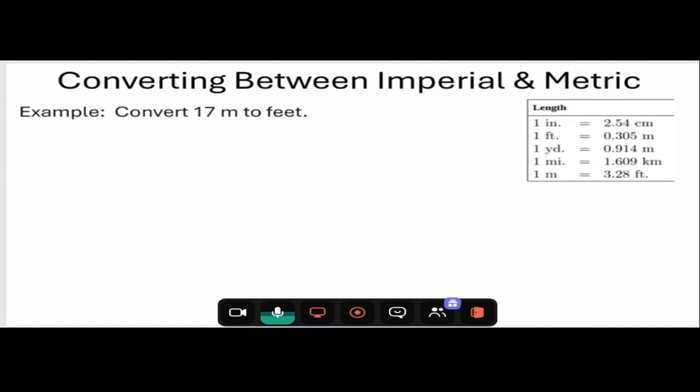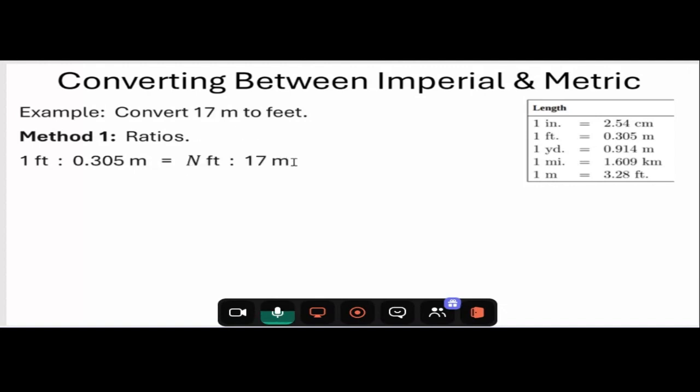So here's an example, convert 17 meters to feet. We're going to follow the exact same method. So let's try it with method 1, ratios. Let's see, 1 foot is 0.305 meters. Great. That goes on the left. 1 foot, 0.305 meters. And then on the right, 17 feet is how many, 17 meters is how many feet.